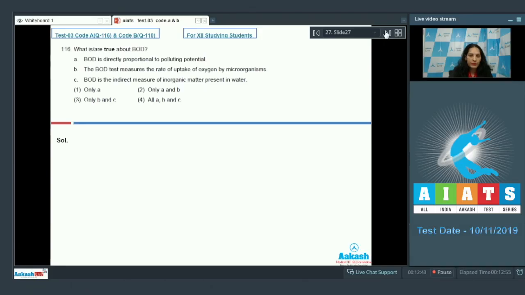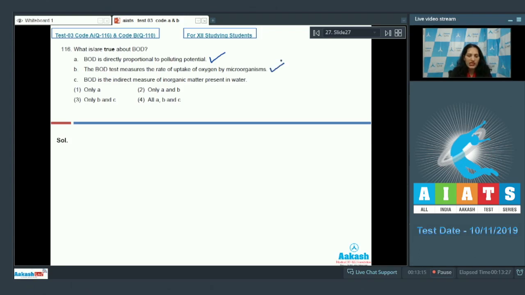Let's move to the next question. Question number 116. What is true about BOD, the biochemical oxygen demand? A. BOD is directly proportional to the polluting potential. It is true. Why? Because the more organic matter present in the water, the more the polluting potential. So this is true. B. The BOD test measures the rate of uptake of oxygen by microorganisms.